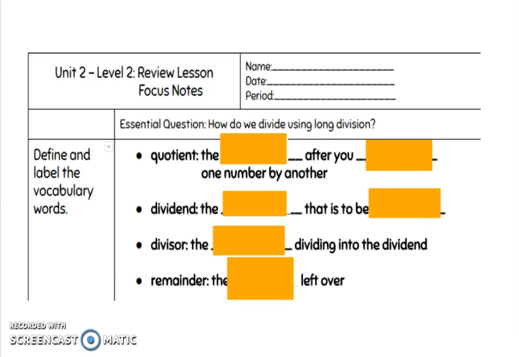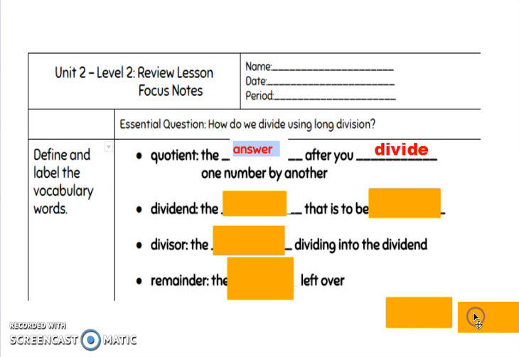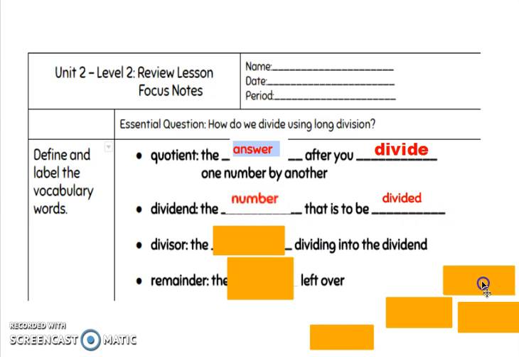The first word we're going to define is quotient. Quotient is the answer after you divide one number by another. The second word we're going to define is dividend. Dividend is the number that is to be divided. The third word we're going to define is divisor. Divisor is the number dividing into the dividend.